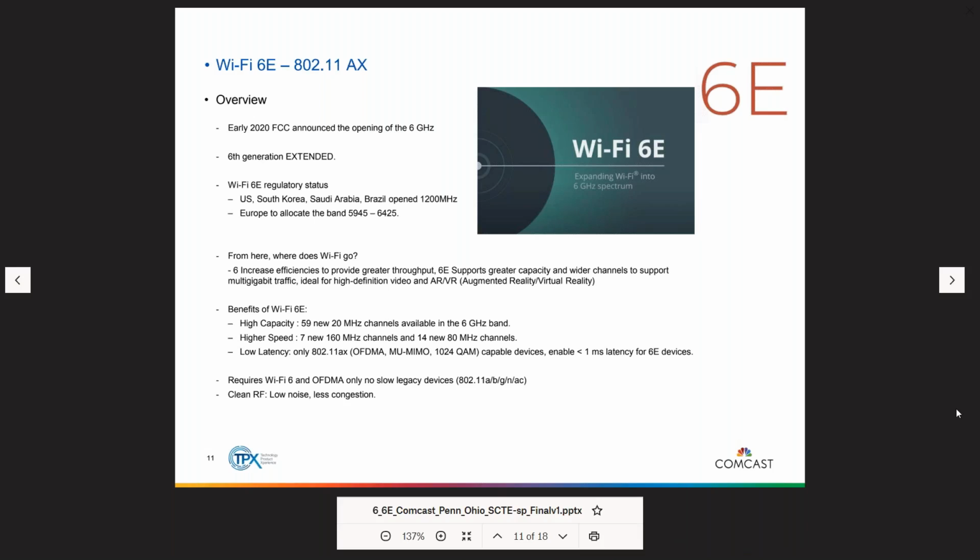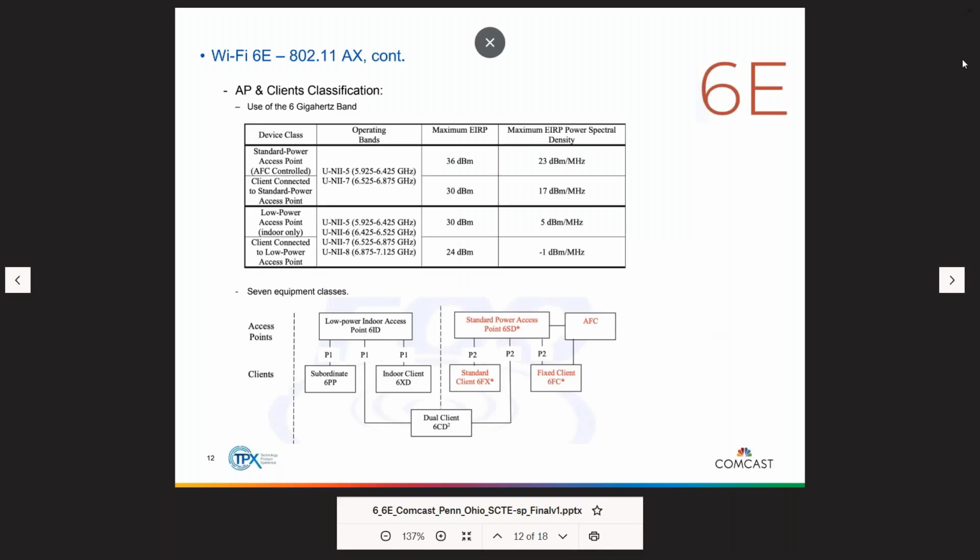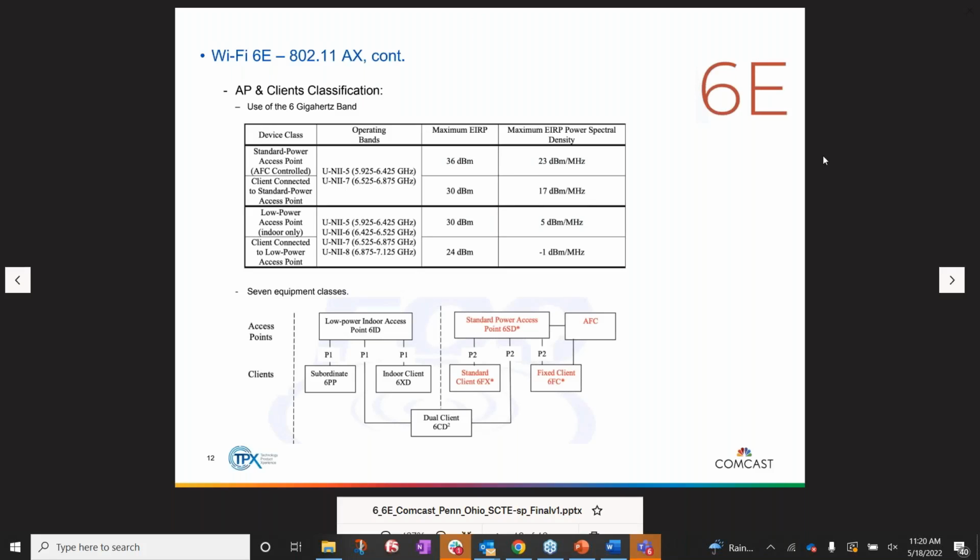So can we move to the next slide, please? We're on the next slide.